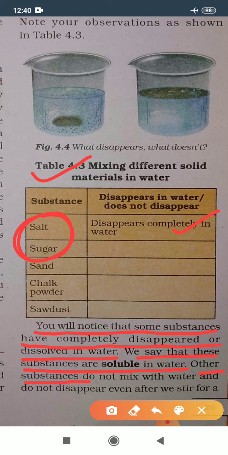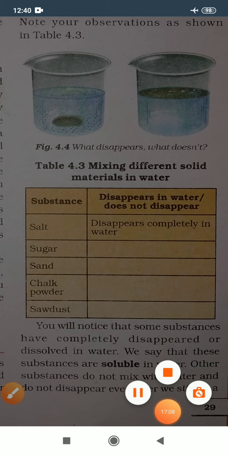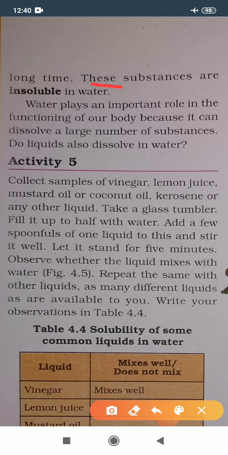Other substances do not mix with water and do not disappear even after we stir for a long time. These substances are insoluble in water. Water plays an important role in the functioning of our body because it can dissolve a large number of substances. It is required for the functioning of our body. This we already saw in chapter number 2, that why water is necessary for our body.